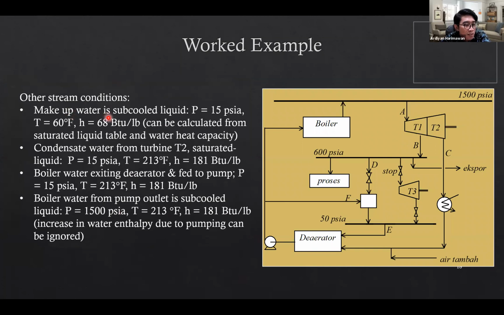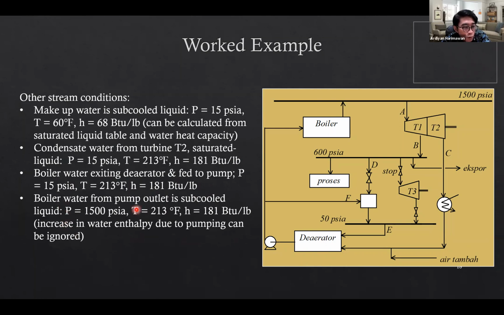Okay, the other steam condition, the make up water, the air tambah, is 15 psi. This is the temperature at the enthalpy, and you can also calculate it from the table. And then the condensate from turbine T2, this one is saturated liquid with this pressure and temperature and also the enthalpy. And then the boiler water exiting the deaerator and fed to the pump is this one, is 15 psi. And then the temperature and the enthalpy is explained as well.